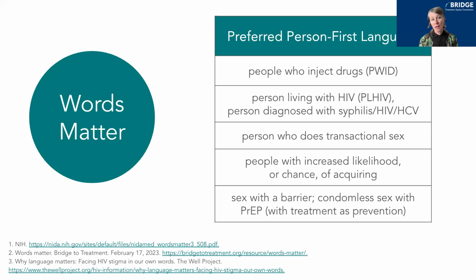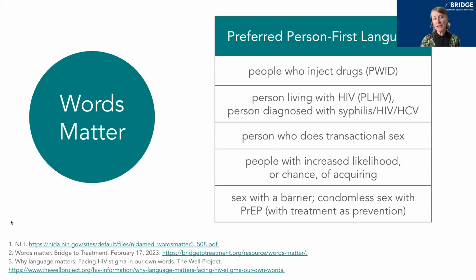So for example, a person with substance use disorder or a person who injects drugs has a neutral tone and distinguishes that person from their diagnosis, while drug addict does not. The Well Project also guides us to not use infected when referring to a person. Instead, talk about the person. They're a person living with HIV, a person diagnosed with syphilis.